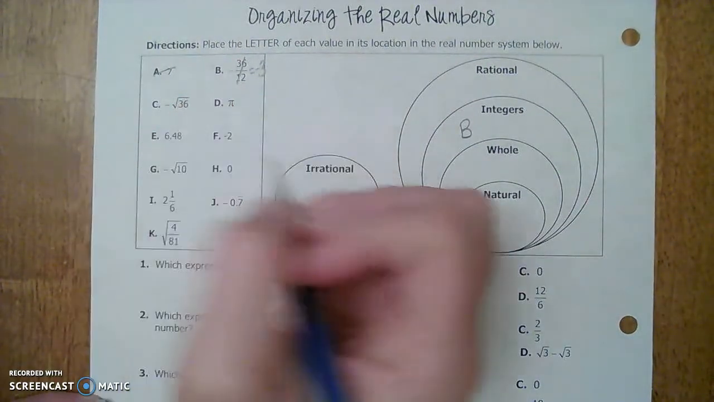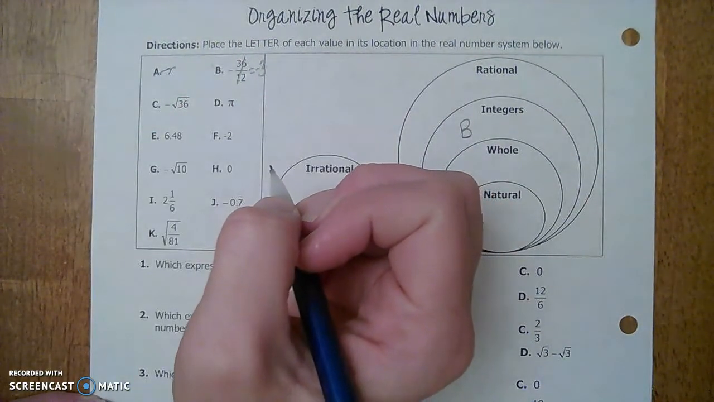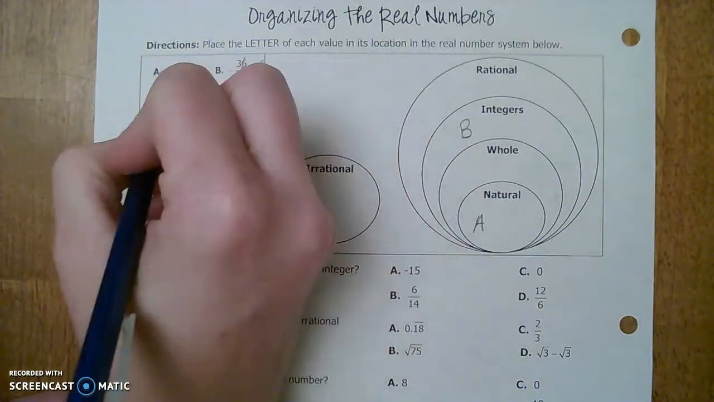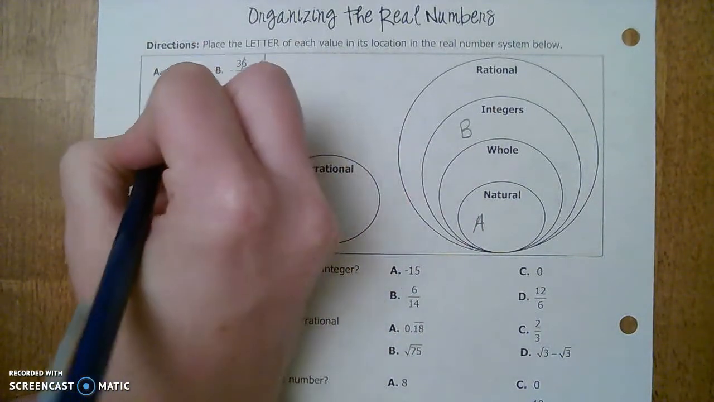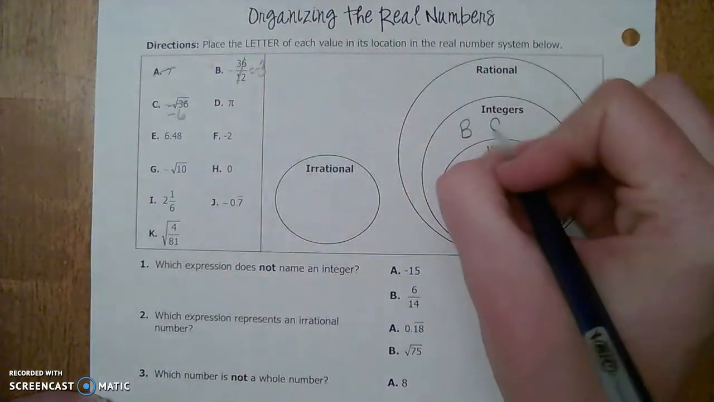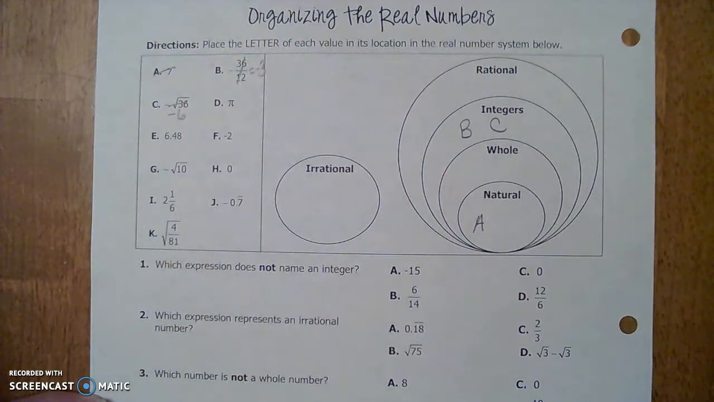C, again, you can use your calculator to check for the square root of 36, or hopefully you know that 6 times 6 is 36. The negative sign is just out in front, so that stays. So negative 6 is what we're actually looking for, letter C. That makes it an integer. So C would go in integers.